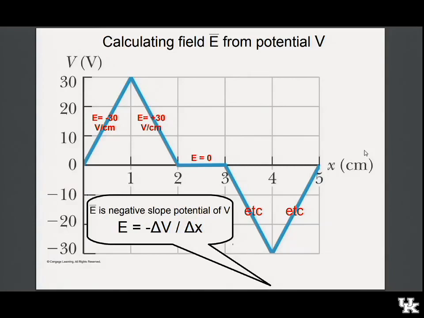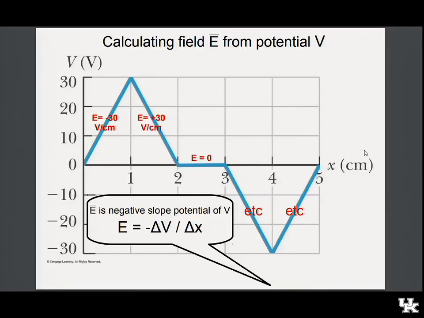Now, it's an upward slope, an uphill slope. So that's a positive slope. But remember, the field is the negative slope. So the field is going to be minus 30 volts per centimeter. And so I'm able to read off the field in this region from the potential by recognizing that the field is the negative slope of the potential.